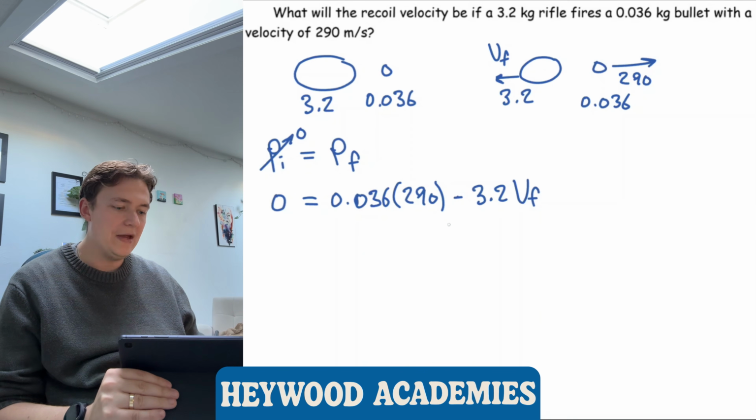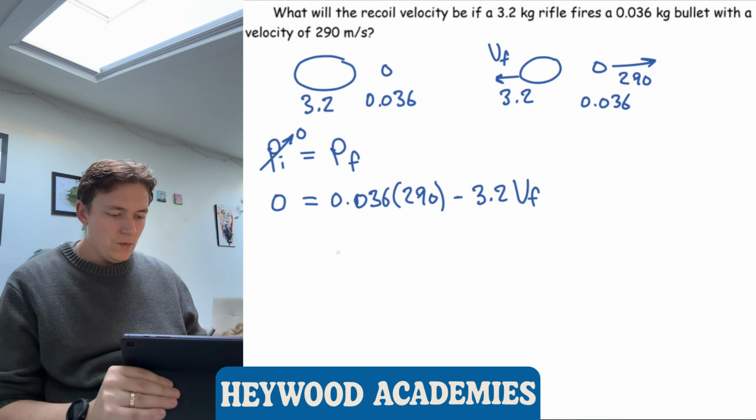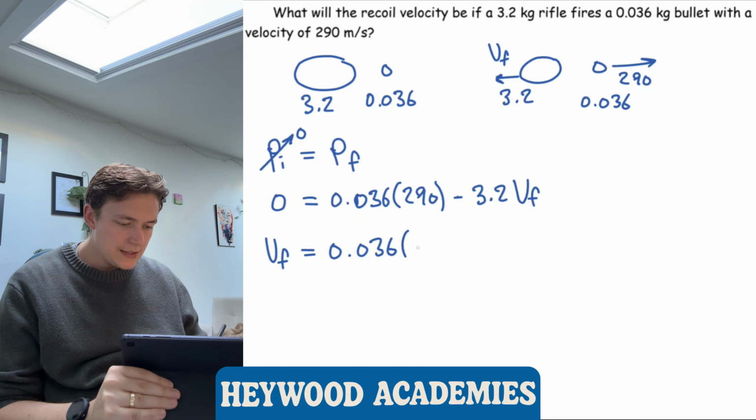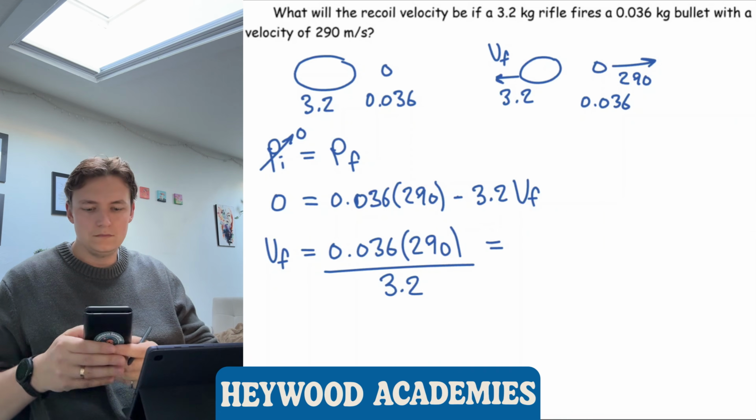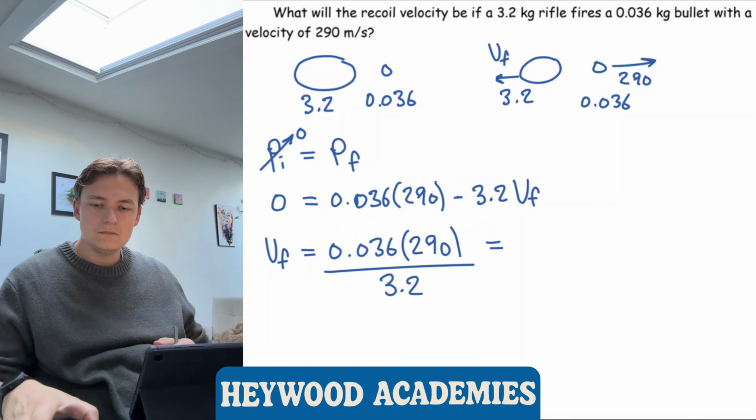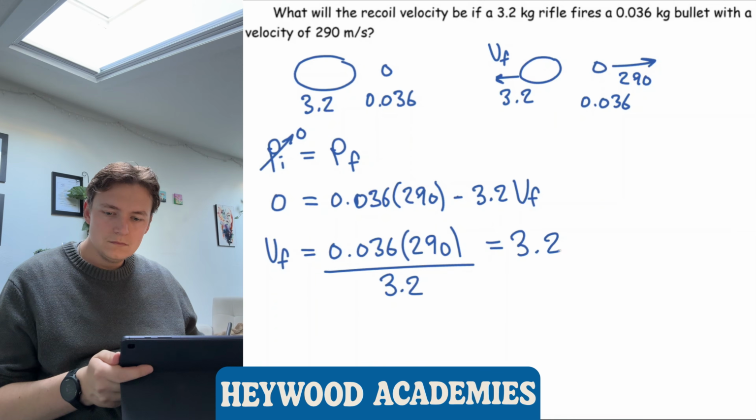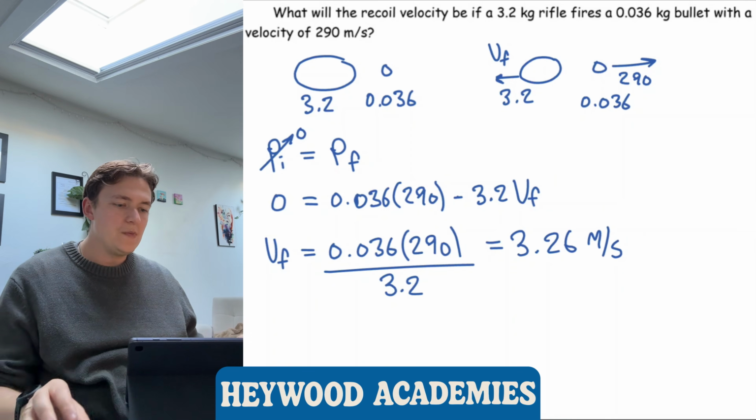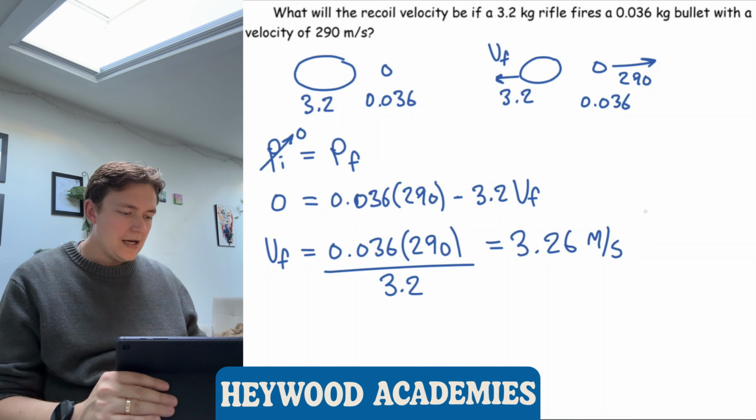Now when we stick this negative in here manually, this just means that we're going to end up with a positive value, and then we have to refer to our picture to figure out which direction it's going. So if we do that, we'll get V final is equal to 0.036 times 290 divided by 3.2, which is 3.26 meters per second.